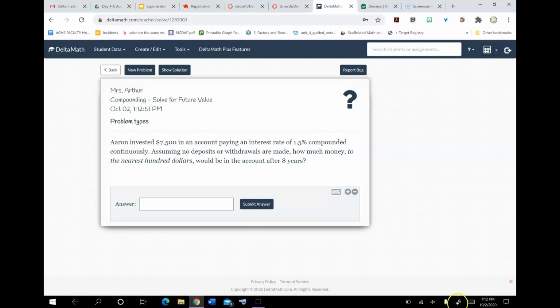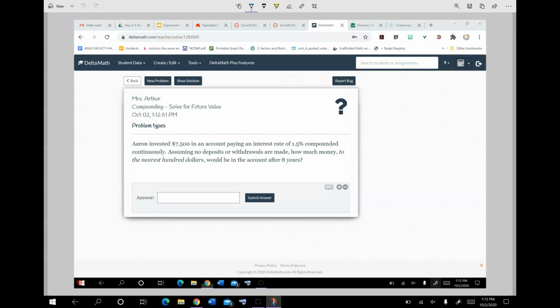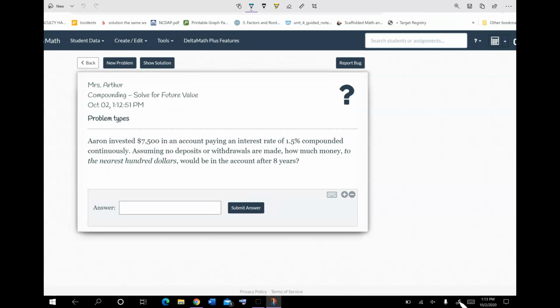Now, let's take a screen snap. Alright, so it says Aaron invested $7,500 into an account paying an interest rate of 1.5 compounded continuously. When it says compounded continuously, that chooses your formula for you. That means your formula will be A equals P E to the RT. E is not a variable, okay?